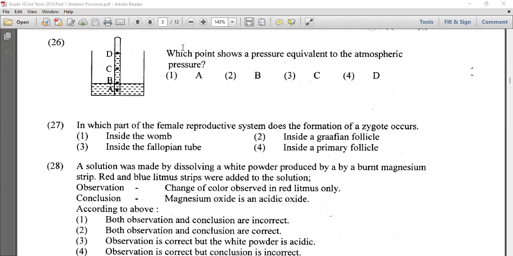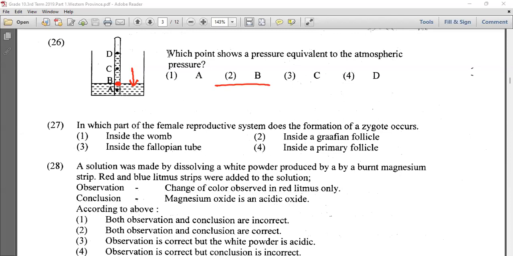Right. They ask, which point has the equivalent pressure to the atmospheric pressure? This was proved by us. Atmospheric pressure is the pressure which is applied on the surface of the water. That pressure would be equal to the pressure at point B. We proved this. Simply proof.